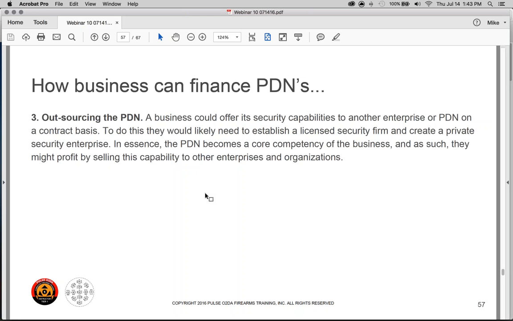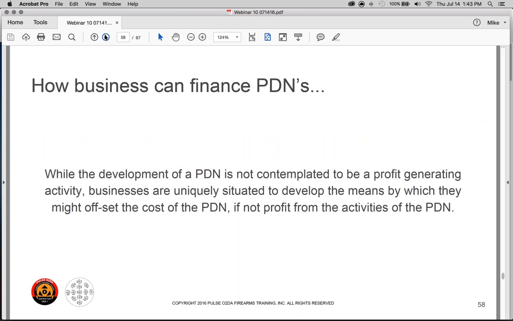In essence, what happens with item 3 here is that the private defense network becomes a core competency of the business, and as such, they might profit by selling this capability to other enterprises and organizations within their community. So, while the development of a PDN is not contemplated to be a profit-generating activity, businesses are uniquely situated to develop the means by which they might offset the cost of the private defense network, if not profit from the activities of the private defense network.